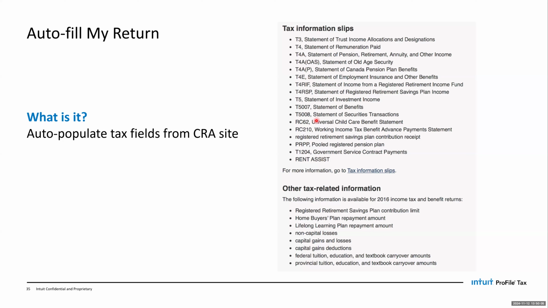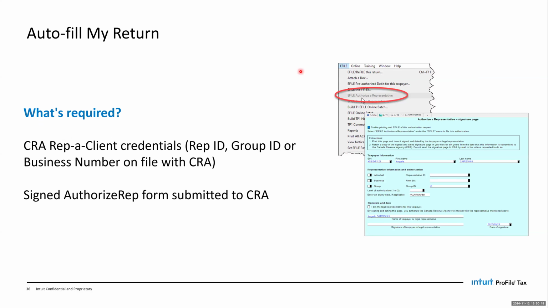Now, here's a not complete list of what ProFile can populate, T3, T4, and so on. You can see a whole list of stuff here that ProFile will populate on the client's T1. What's required? Of course, you need your client to sign the authorization. You also need your represent the client credentials. So you need to be set up with CRA.